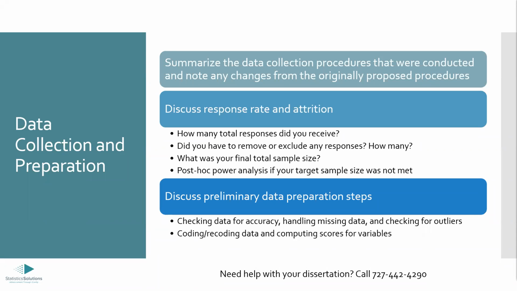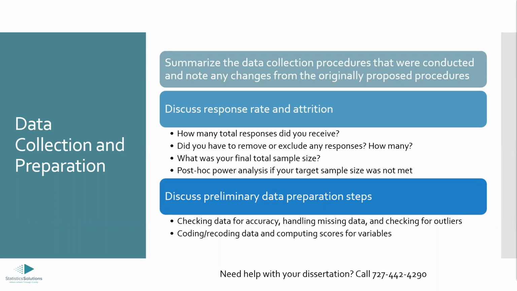And the first thing you'll want to talk about in the results chapter is information about your data collection and preparation. So in this section, you'll want to summarize the data collection procedures that you actually conducted, and importantly, note any changes from the procedures that you originally proposed. So it is possible that between your proposal stage and when you actually do your study and collect your data, some things can change.